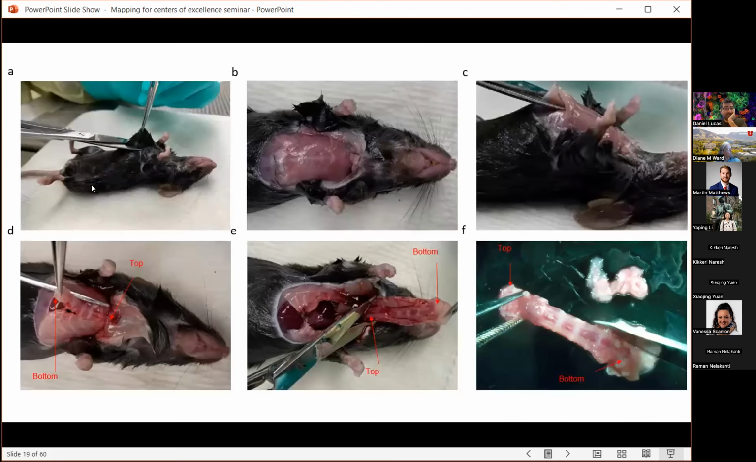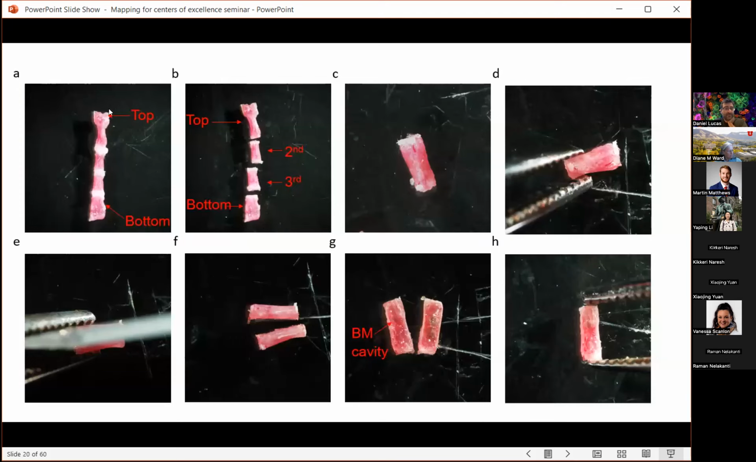How do we do this? This is a normal mouse, black 6. You expose the chest and you can cut under the diaphragm. And you can see here the ribs. And this is the sternum in the center of the bone. You can dissect this out. Then you get this extraction, where you can see the marrow in red. This can get here, and then you have the top of the bone. The thymus will be just behind this. The bottom, the diaphragm will be in this position.